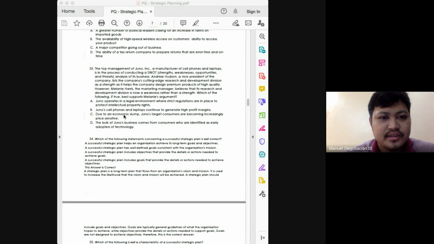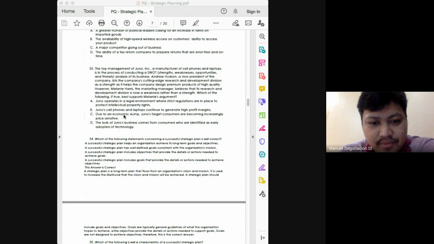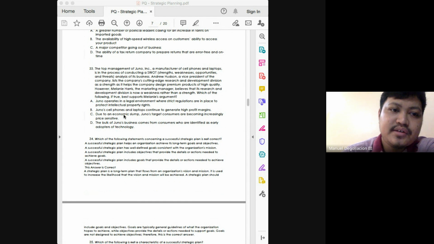Letter C, due to an economic slump, Juno's target consumers are becoming increasingly price sensitive. Okay, so if consumers are price sensitive, they would shy away from products that are very expensive, and companies that are very intensive in research and development, companies that try to differentiate their products, companies that provide premium products are generally more expensive. So definitely this would now be a concern on the part of the company. So this would likely be our answer.